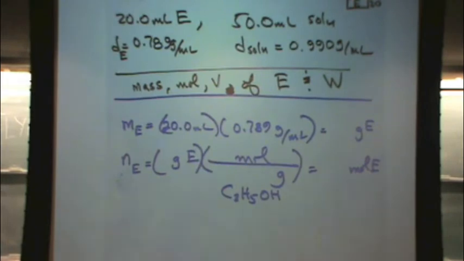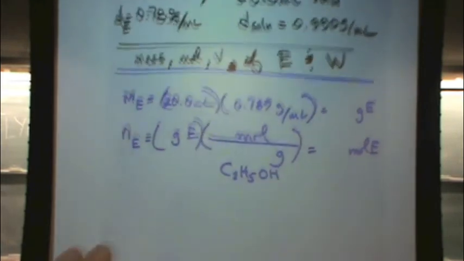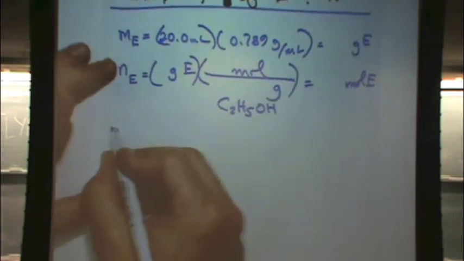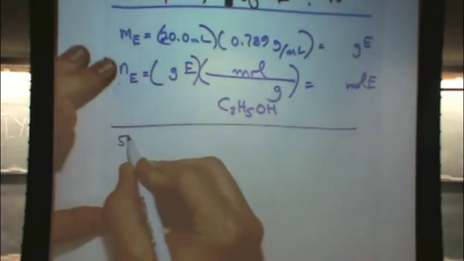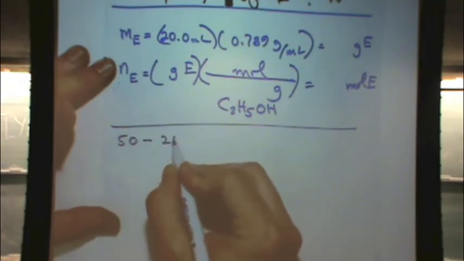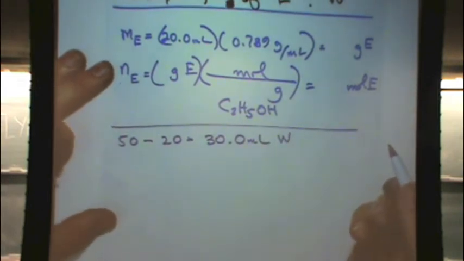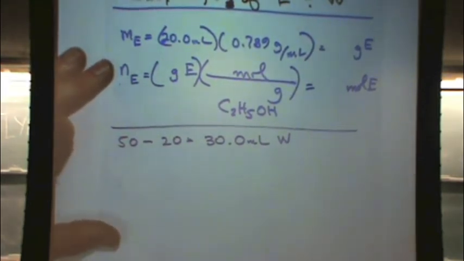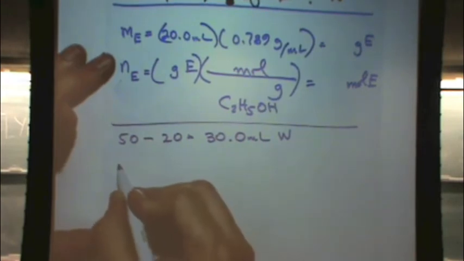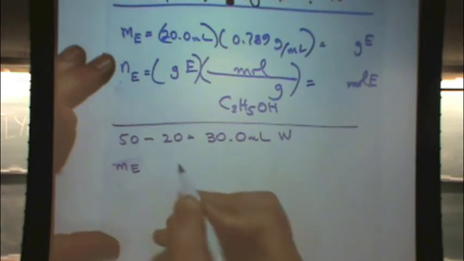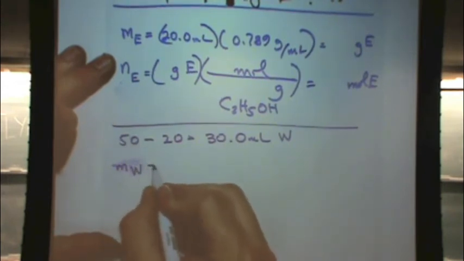Let's see, what else should I find? The water. Let's get a different color for water here. My purple pen, oh, here it is. For water, we have 50 minus 20, or 30 milliliters of the water. Is that okay? Because it seems like I had to add 30 to get up to 50. So now let's find the mass of water. Oh, not ethanol. Mass of water.